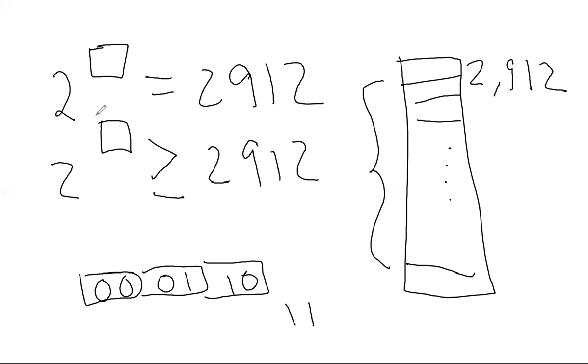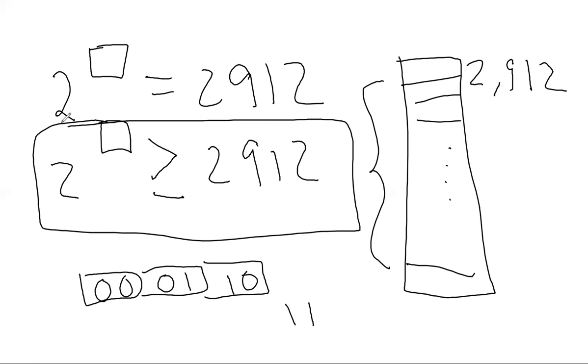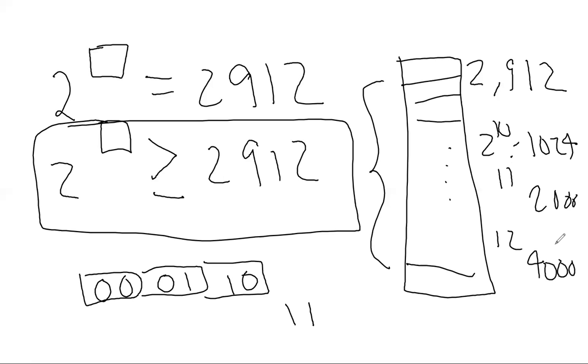And so in order to calculate this answer, you just have to find the right number where 2 to that power is greater than or equal to 2,912. If we know that 2 to the power of 10 is equal to 1,024, then 2 to the power of 11 is approximately 2,000, and 2 to the power of 12 is approximately 4,000. So we know that this answer will be 12.